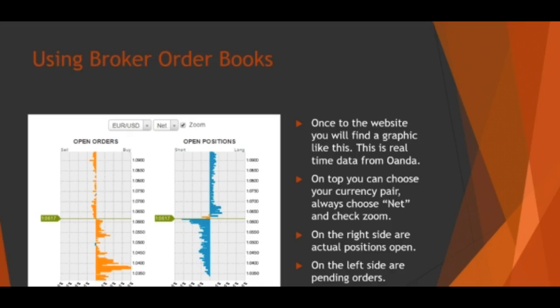So for all intents and purposes today, we're going to be using the pairs that they have. And you click that drop down where it says Euro USD, and you'll notice that they do have quite a few pairs. So when you choose your pair, what I want you to do is always choose net. Okay, it zooms it in a little bit more accuracy. And then always click zoom for obvious reasons. I want you to be able to see it.